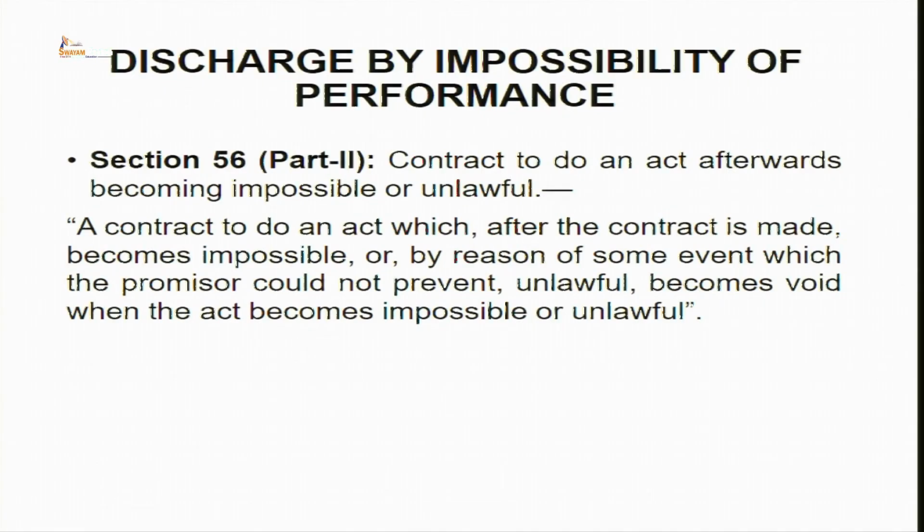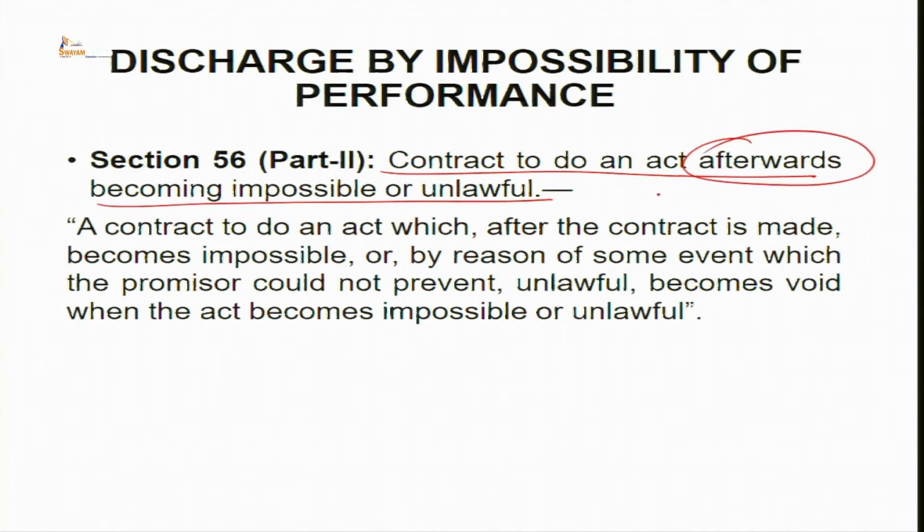Now, because section 56 part 1 deals with void agreements, because it says agreements which are impossible to be performed from the beginning itself. So those agreements are related to subject matter or performance of something which is impossible, right? So part 1 deals with void agreements. For our purpose, wherein we are referring to discharge by impossibility of performance, this portion is relevant for us, which is 56 part 2, which states contract to do an act afterwards becoming impossible or unlawful.